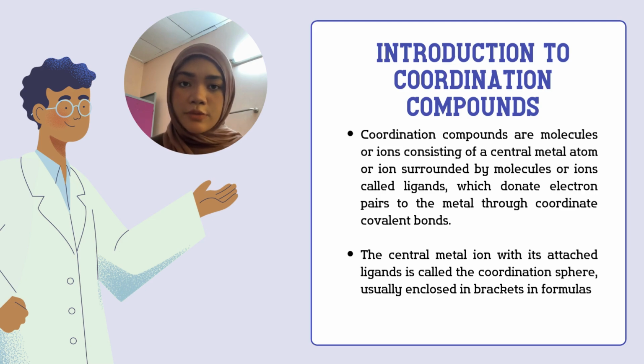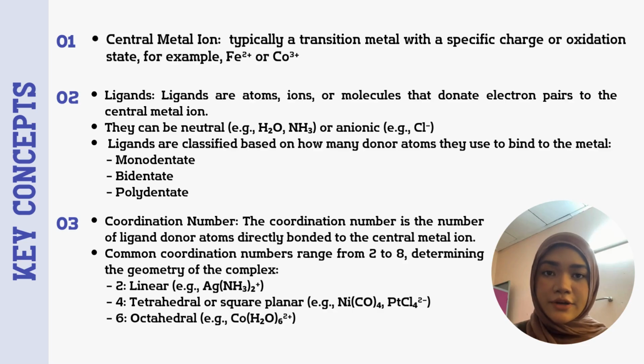when writing chemical formulas. The central metal ion in coordination compounds is usually a transition metal with a specific oxidation state, such as Fe2+ or Co3+. This oxidation state is key for naming and understanding the compound's properties.